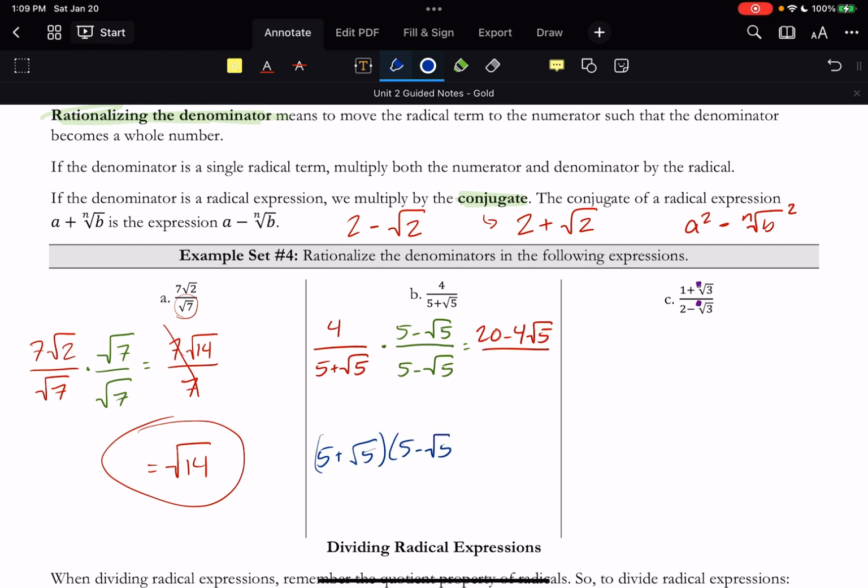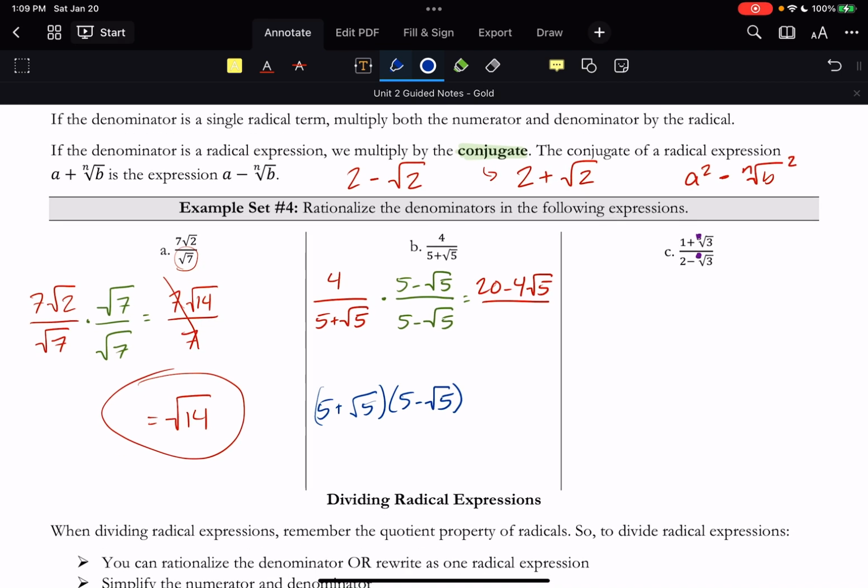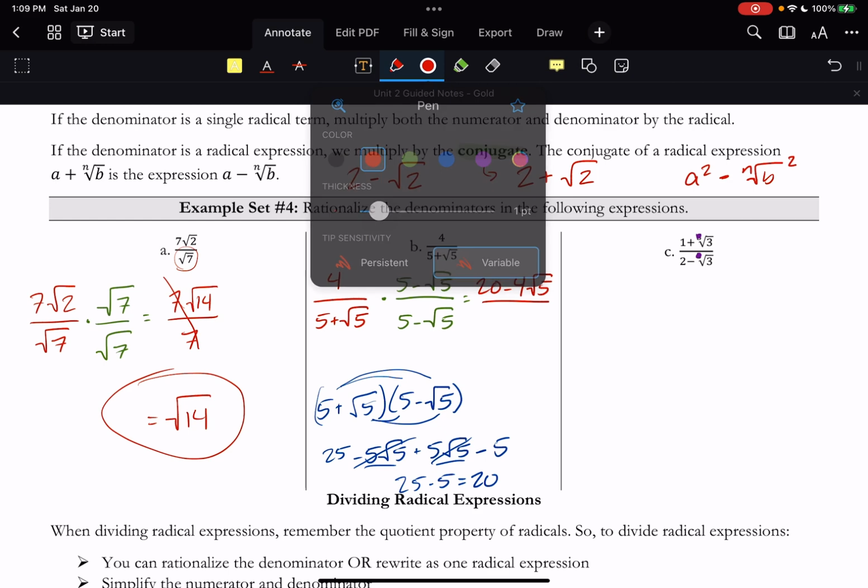So when I go ahead and FOIL, I get 5 times 5 is 25. 5 times the negative square root of 5, and 5 times the square root of 5. And then the square root of 5 times the negative square root of 5 is minus 5. So if I look at these middle two terms, they are going to cancel out. So that gets me 25 minus 5, which equals 20. So that's what's in my denominator.